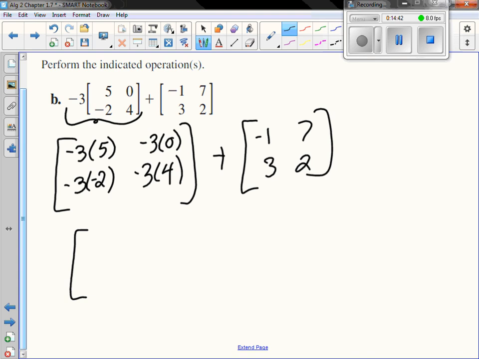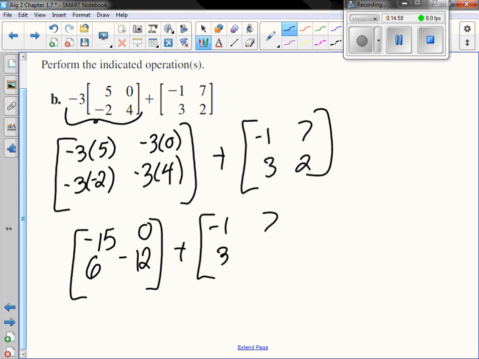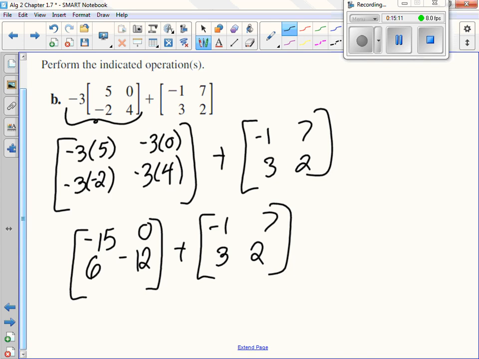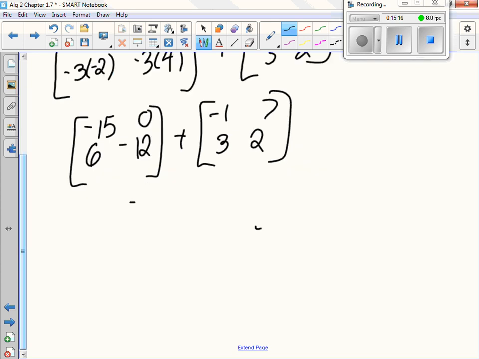So let's multiply here. Negative 3 times 5 is negative 15. Negative 3 times 0 is just 0. Negative 3 times negative 2, well, negative and negative gives us positive 6. And then we have negative 12. We good so far? Nothing too complicated so far? You good with this here? Okay. So we still have a 2 by 2 and a 2 by 2, so we can add these.